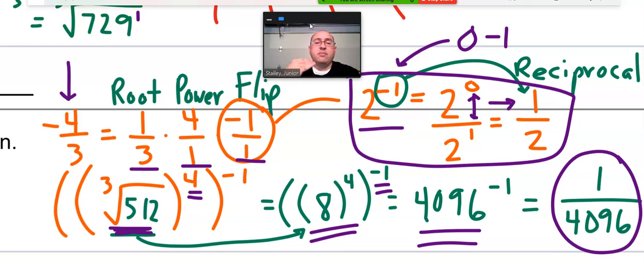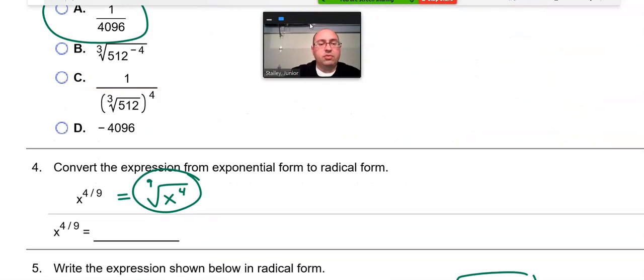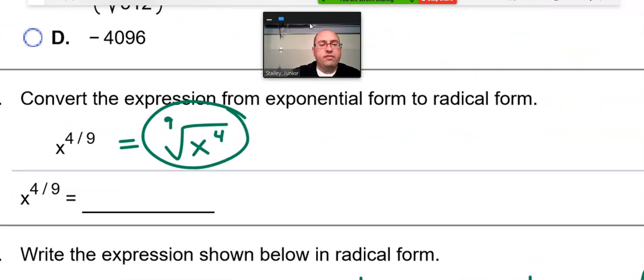Sometimes, and a lot of times when I'm working in class with students, I don't let them use a calculator for this stuff. Now, obviously, I choose a number smaller than 512, because this is getting pretty large with the numbers for no calculator. Okay, let's see what's going on next. That's question 3. Question 4.